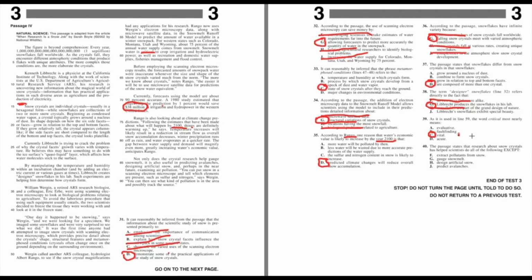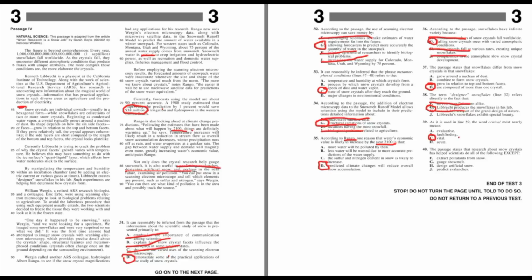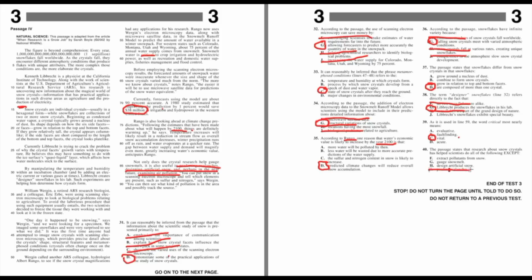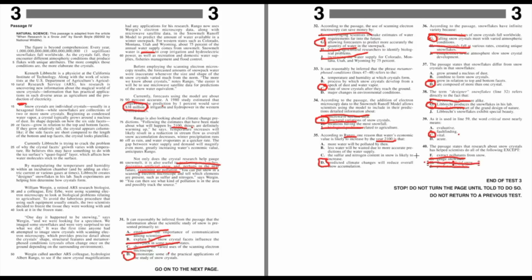Now, number 40, the passage states that research about snow crystals has helped scientists do all of the following except. So if we go to lines 84 through 91, we can see right here directly they mention how crystal research is useful in predicting avalanches, designing artificial snow, and in the near future, examining air pollution. So just from this sentence alone, we know that it is used to predict avalanches. So J is off, and then we know from earlier on in the passage that it's used to gauge snow melt, and also from that sentence we just looked at, H is also not the answer because we know that it's used to design artificial snow.